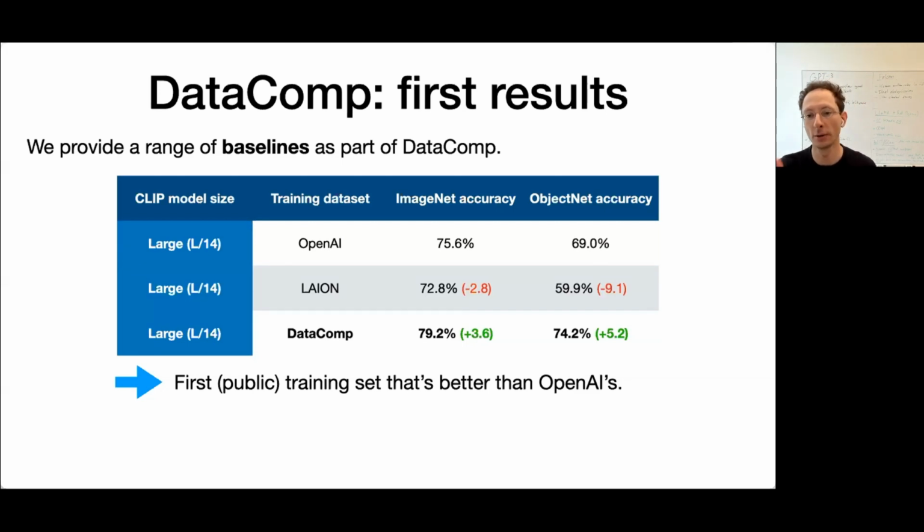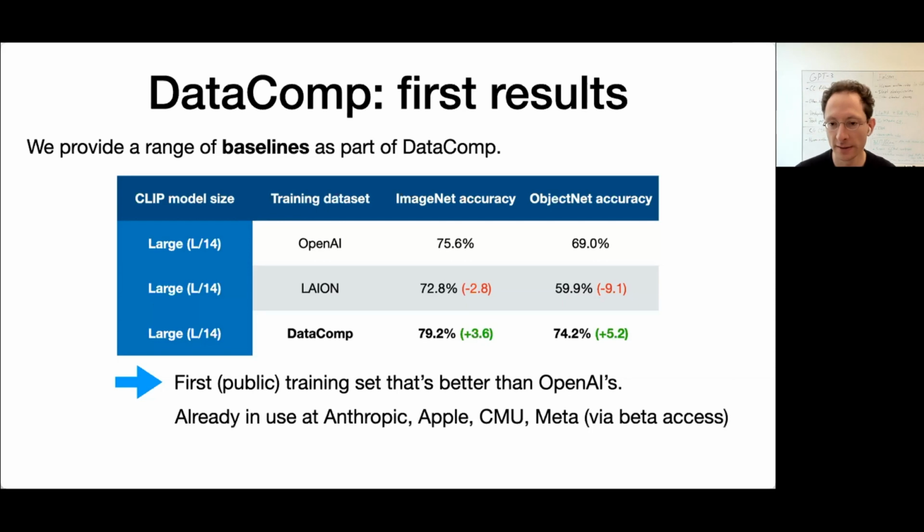So concretely, if you now look at DataComp, previously Lion was 3 percentage points worse than the OpenAI result. Now we are about 4 percentage points better. On ImageNet and also on ObjectNet, now we are 5 percentage points better. Previously, Lion was 9 percentage points worse. So overall, very nice gains. And this data set is already in use at places like Anthropic, Apple, CMU, Meta, and so on.